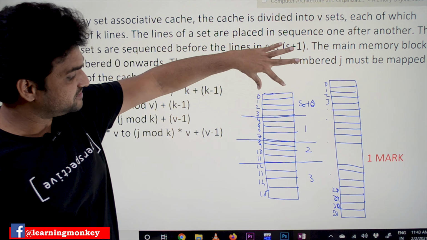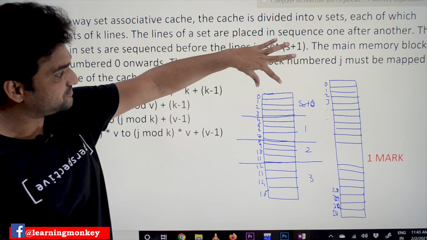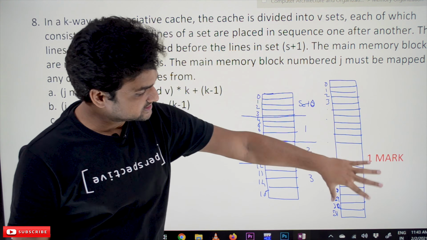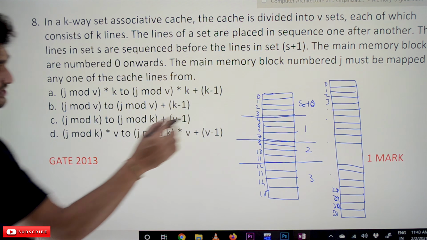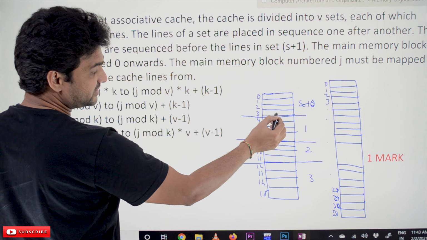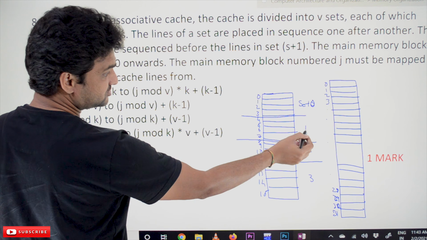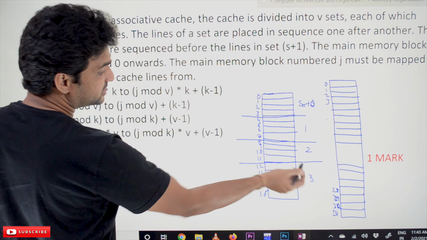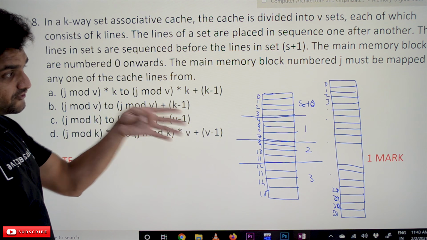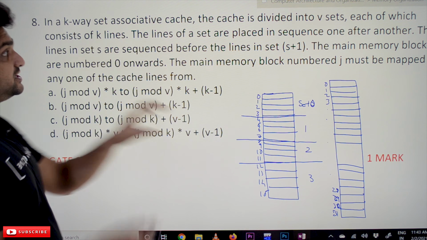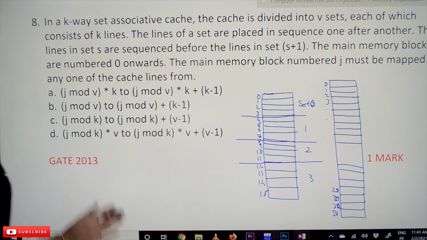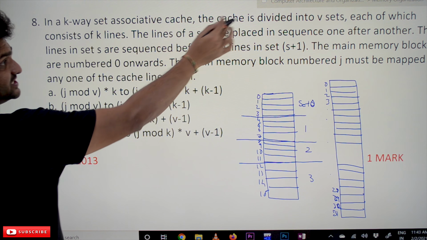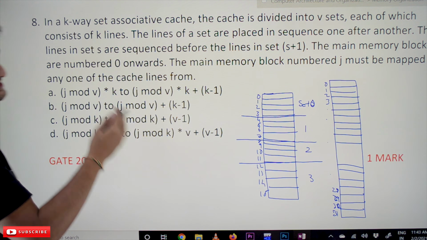This is our cache memory, which has 16 lines, and this is a 32-line main memory. We are having 4 lines in one set: set 0, set 1, set 2, set 3. So with that we are going to get 4 sets. This is our memory, and we'll try to understand this bit with that example simultaneously. The cache is divided into v sets.